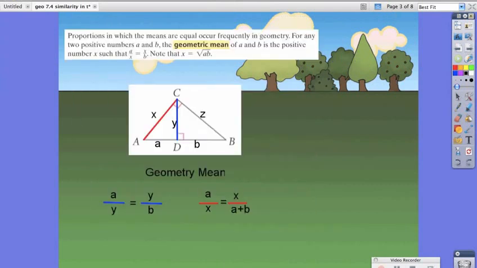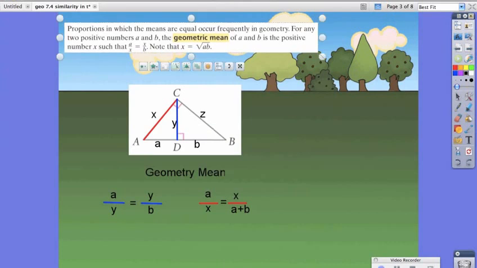So, the geometric mean, as stated here, says proportions in which the means are equal occur frequently in geometry. For any two positive numbers a and b, the geometric mean of a and b is the positive number x, such that a divided by x equals x divided by b.